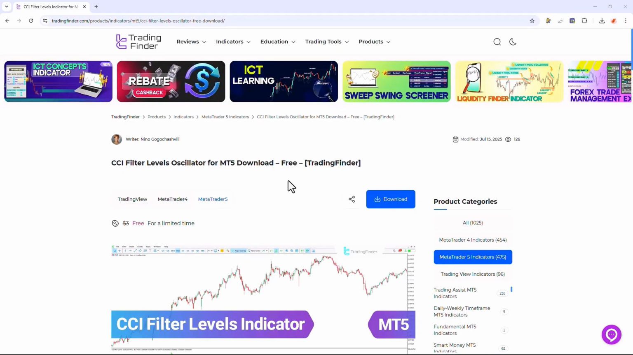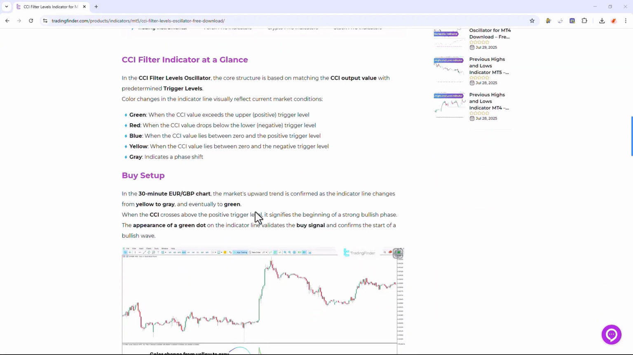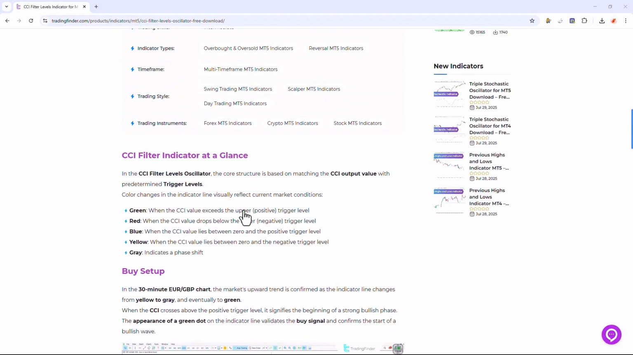The CCI Filter Levels Oscillator is available for various platforms on the TradingFinder website. From this section, you can download the indicator file for MetaTrader 4 and MetaTrader 5 platforms and run it on your chart. Additionally, traders can read this page to learn about how the indicator works and its functionality.